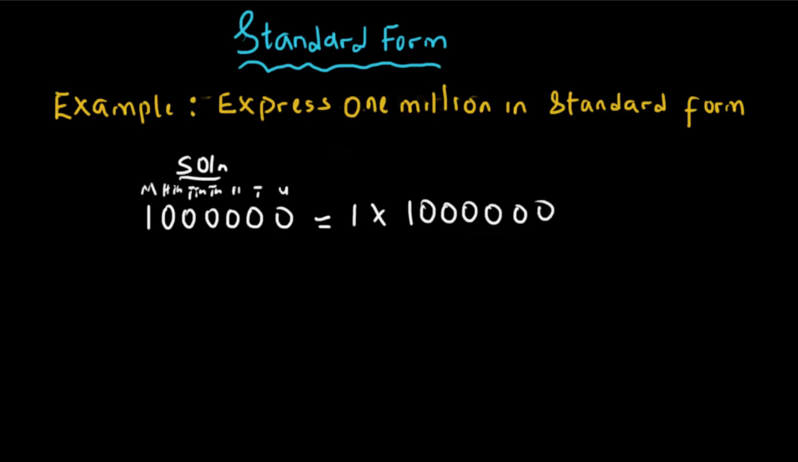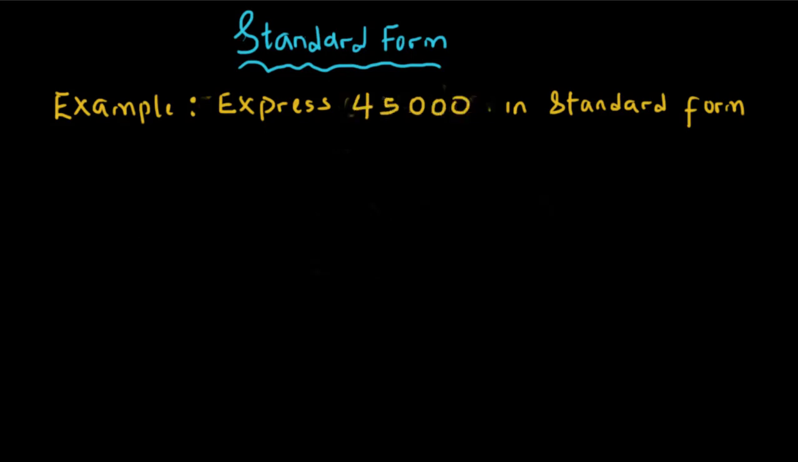Do you understand? So 1 million is 1 times 1, 2, 3, 4, 5, 6 zeros, which is equal to 1 times 10 raised to power... How many zeros do I have? 6 zeros. And this is the answer. Do you understand? Let's take another example. So we have: express 45,000 in standard form.